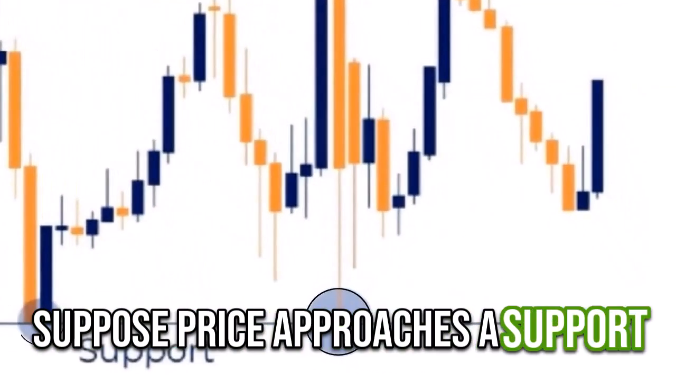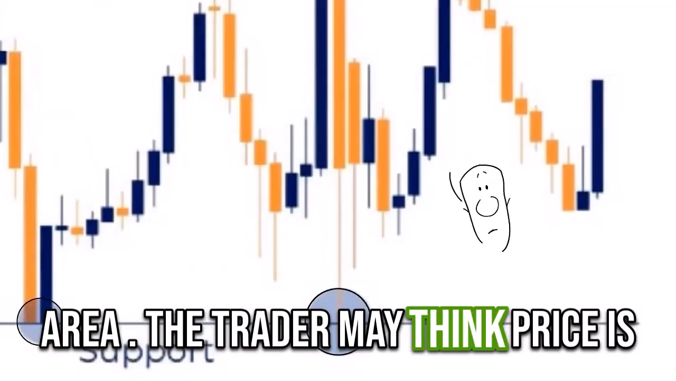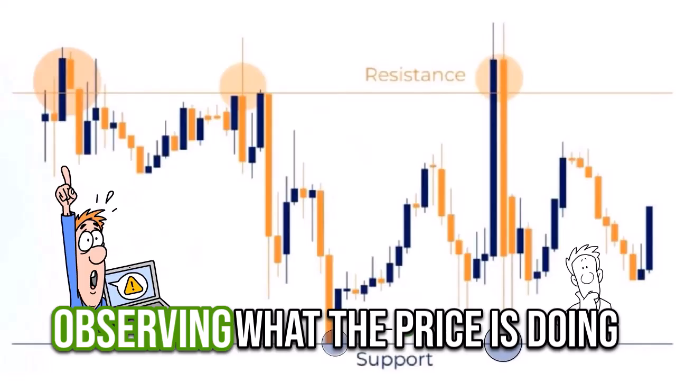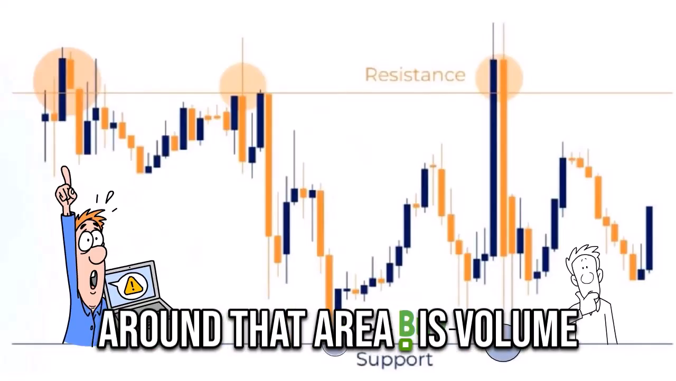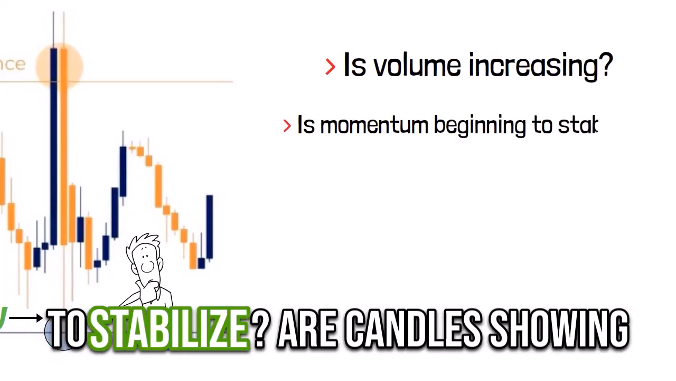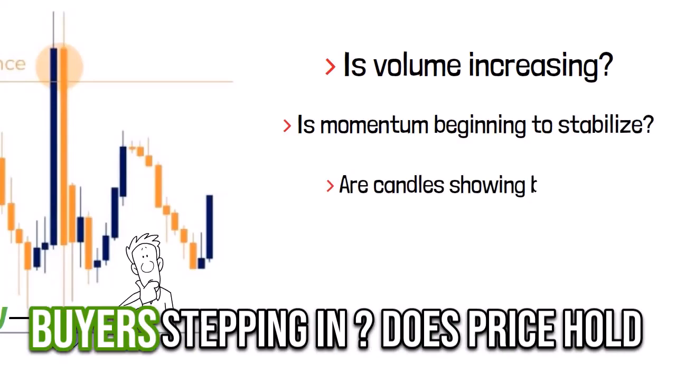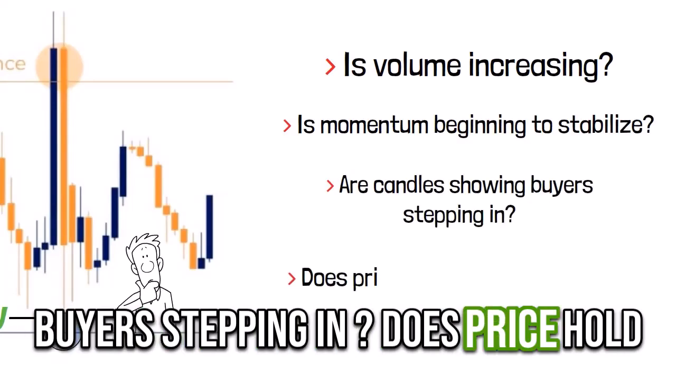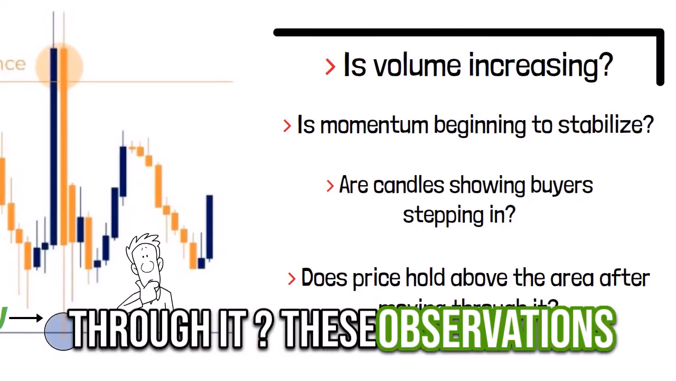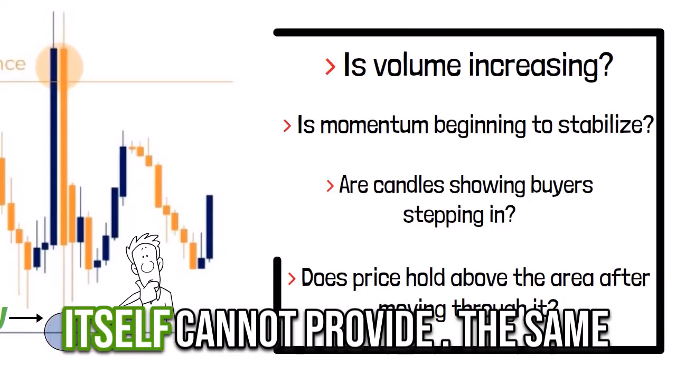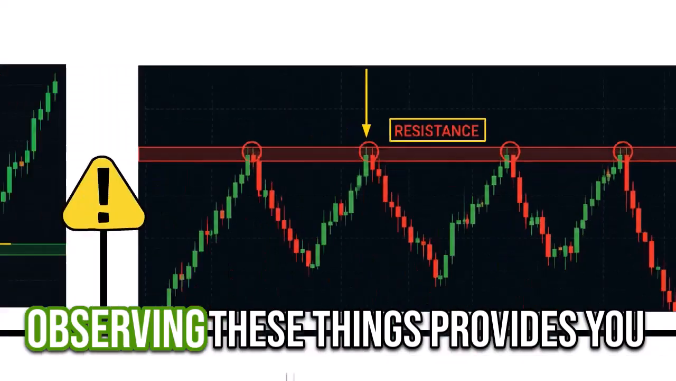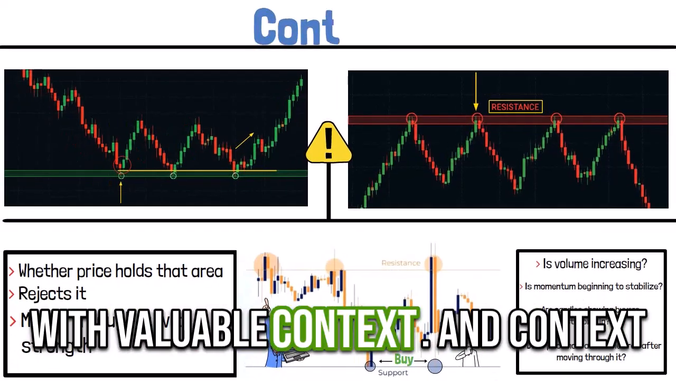Suppose price approaches a support area. The trader may think, price is at support, it should bounce. So they buy at that level instead of observing what the price is doing around that area. Is volume increasing? Is momentum beginning to stabilize? Are candles showing buyers stepping in? Does price hold above the area after moving through it? These observations provide information that a line by itself cannot provide. The same process applies to resistance. Observing these things provides you with valuable context.